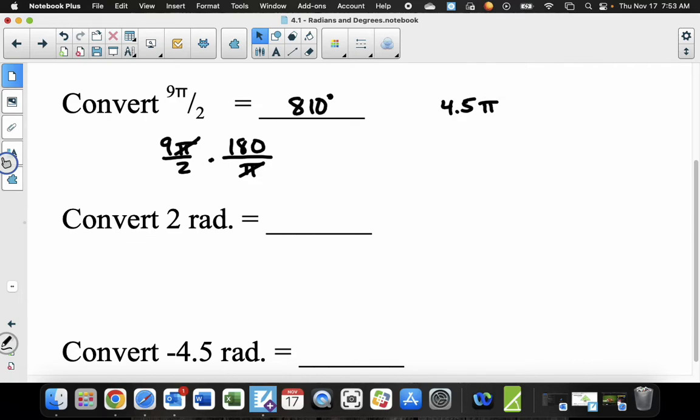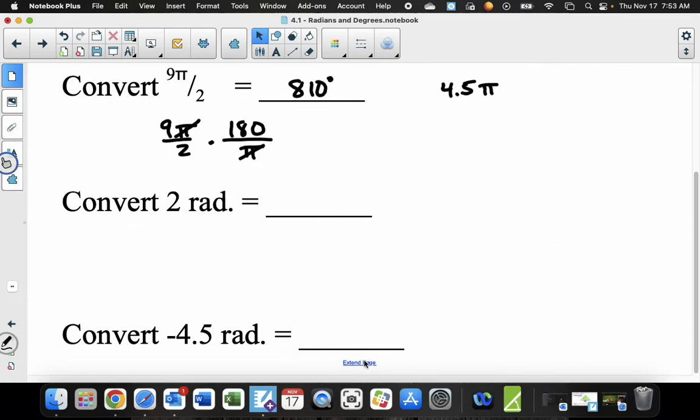Okay? And again, you'll start to get used to this. Probably not today, but you'll start to get used to this as we start working our way through it. But I just wanted you again to recognize that 9 over 2 pi is really 4.5 pi. Well, 2 pi is 360. 4 pi is 720. So it's got to be a little bit bigger than 720. So that should make some sense.